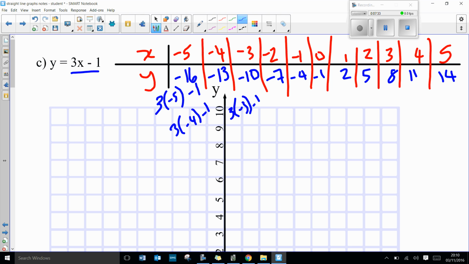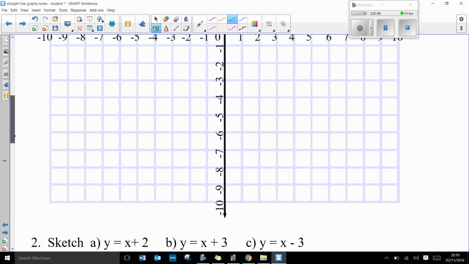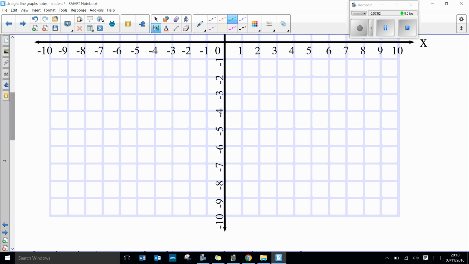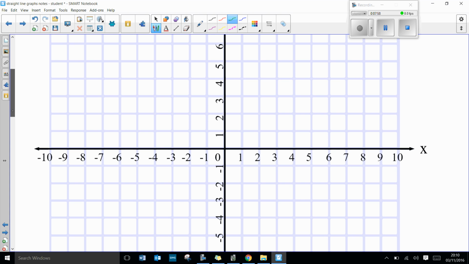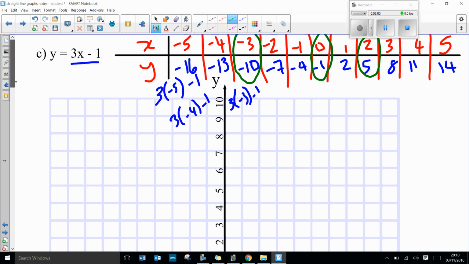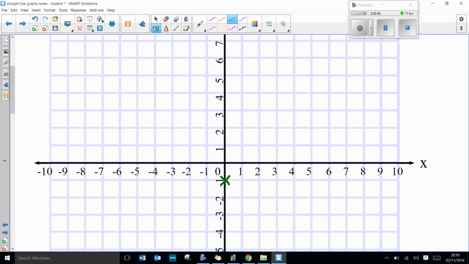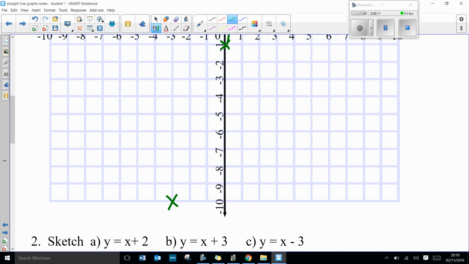So, choosing 3 of those to plot, -3, -10, 0, -1, and 2, 5. So -3, -10, -3 on the x, -10 on the y, gives us there. 0, -1, gives us that point there. And 2, 5 gives us this point. So joining them up gives us that line.